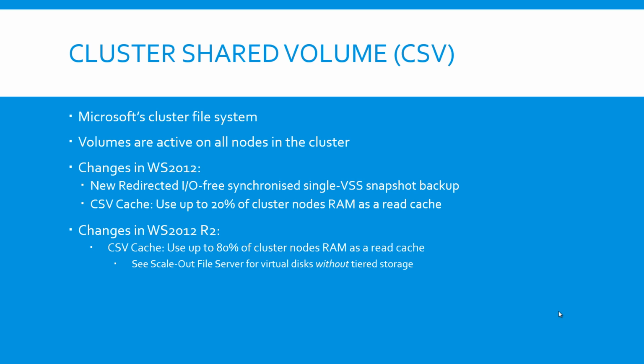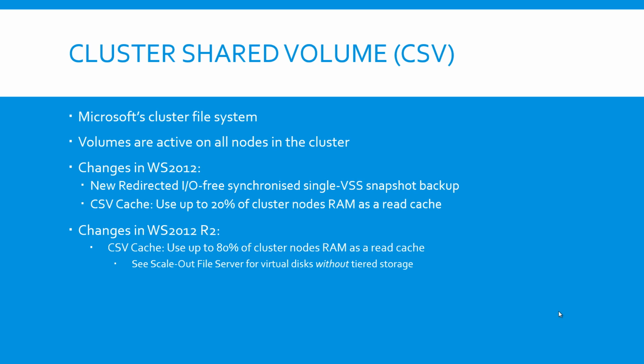A quick reminder about cluster shared volume. This is Microsoft's cluster file system. All the volumes that you enable as cluster shared volumes are active on all nodes in the cluster. There's a few changes in 2012, so redirected I/O is no longer required to do a VSS snapshot or a backup. And CSV cache allows us to dedicate up to 20% of RAM in our cluster nodes as a read cache for virtual hard disks. In 2012 R2, that was boosted up to 80%.